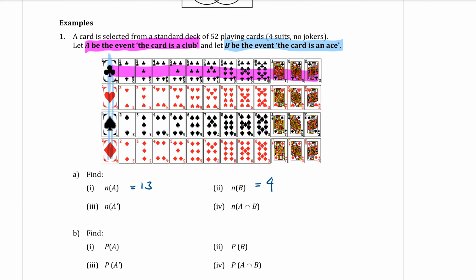Okay. Number 3. The number of, see that little dash? Not A. So A is my pink ones. Here they are up here. So not A is these 3 rows here. How many? 39. Too easy.